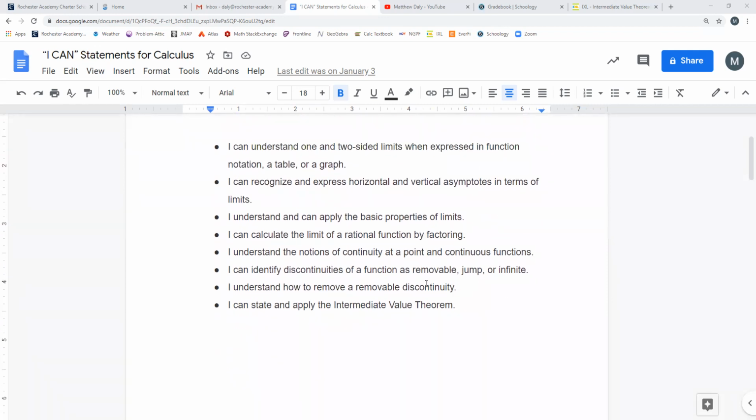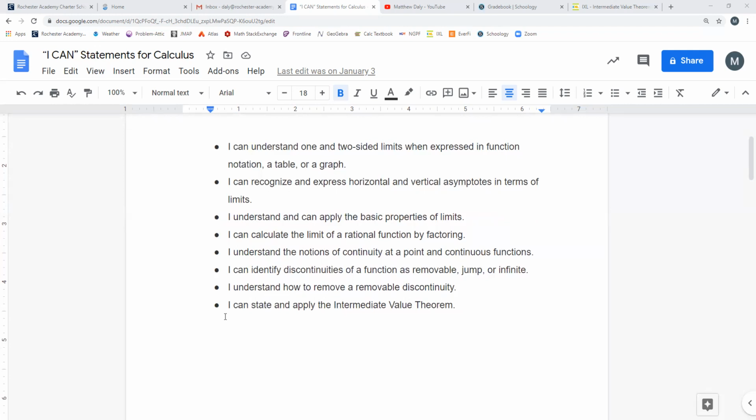I understand how to remove a removable discontinuity. That was something that we did in the IXL, where you were finding the value of k to fill a hole that would make it continuous. All right, so that is removing that removable discontinuity. You're filling in that open circle algebraically.